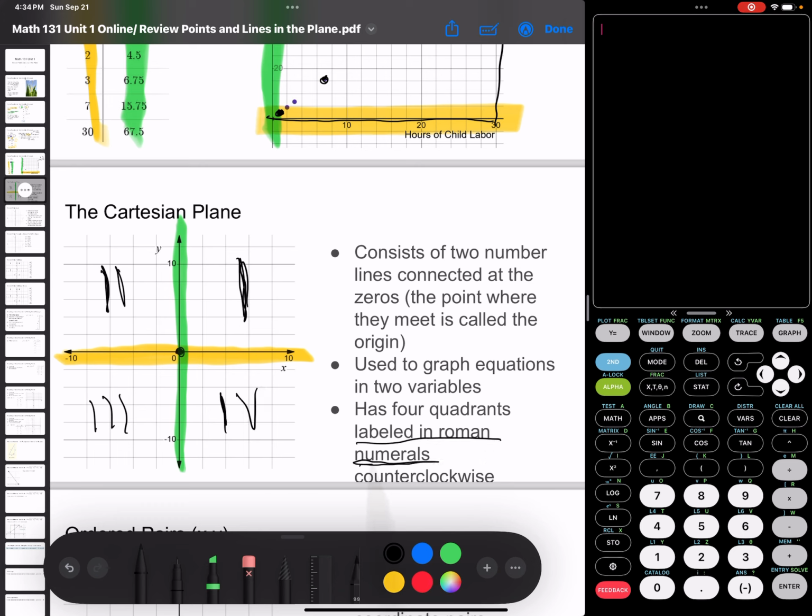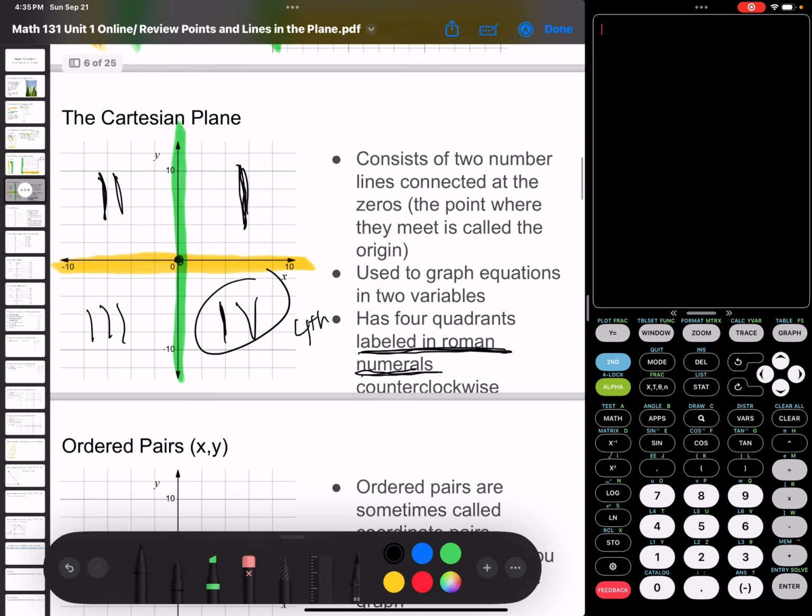I literally have no idea why. But it's just how math people do it, so that's how we do it too. But if you told me the fourth quadrant and you wrote fourth, I would know what you meant, okay? But I do want you to get in the habit of writing IV for 4 because that's how the math folks do it when they're talking about the Cartesian plane. And you are math folks now.